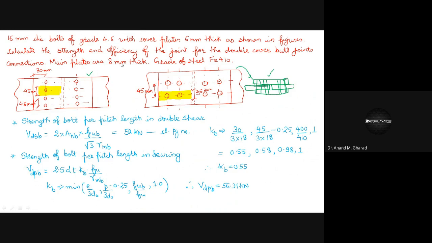The main plates are 8 mm thick, whereas the cover plates are 6 mm thick. These are the cover plates, this one and this one, and these are the main plates. 6 mm and 8 mm. What will be the smallest t value for this condition? T minimum, you can say. 12 mm. Okay. Anything else? See, this is 8 mm. Oh, sorry, 6 mm. This is 8 mm. This is 6 mm.